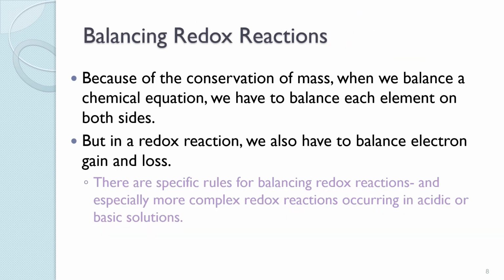All right, so when we balance redox reactions, like I said, not only do we have to conserve mass, meaning you have to have the same number of atoms on both sides, you also have to make sure that you have the same number of charges on both sides, or technically the same number of electrons on both sides of the reaction. So we have to balance electron gain and loss. The best way to know if that's true is if your charges are equal across the arrow, then you know you've balanced the electrons as well.